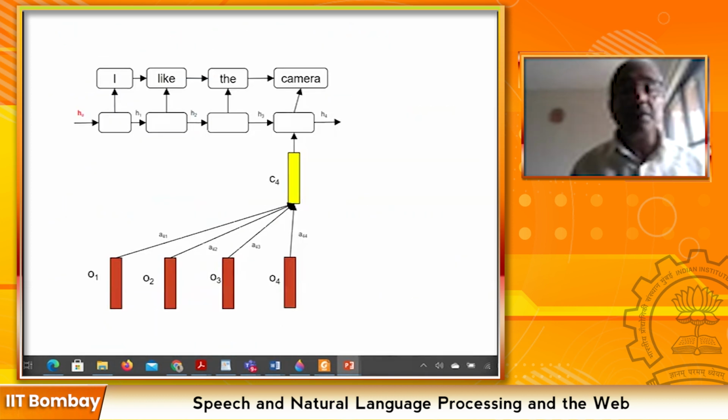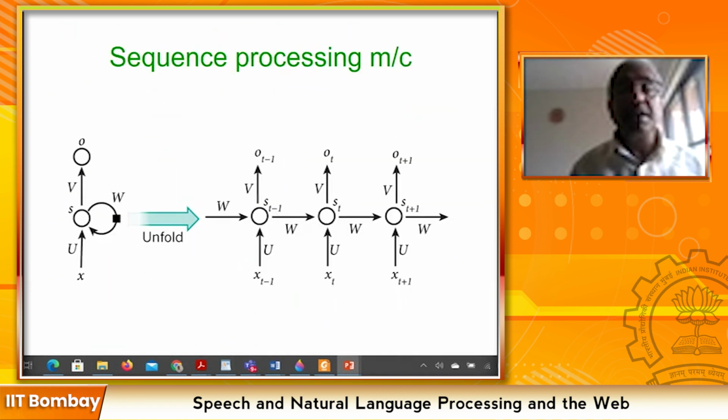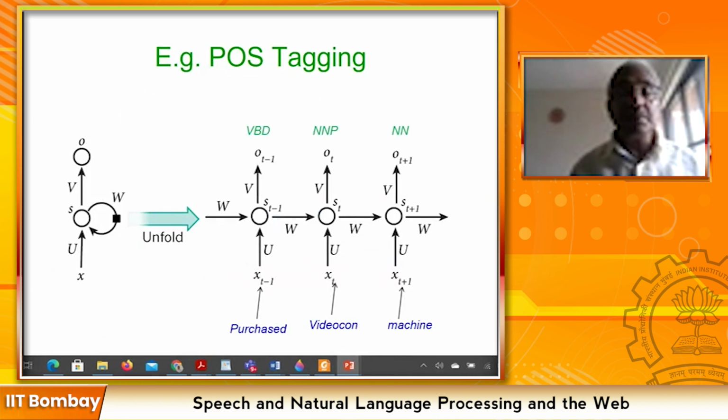So let me go back to some usage of recurrent neural network in NLP. Suppose I'm doing part of speech tagging: purchased Videocon machine. Purchased is VBD, past tense verb.